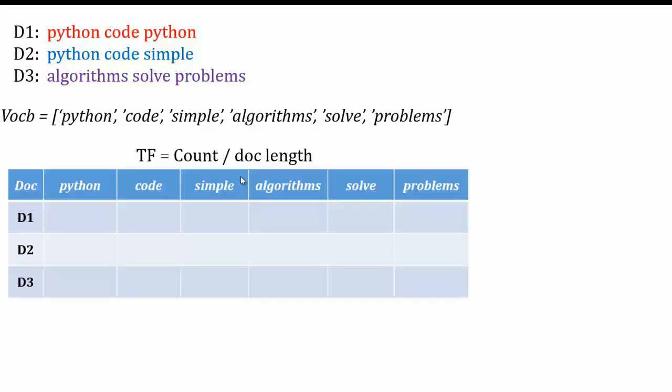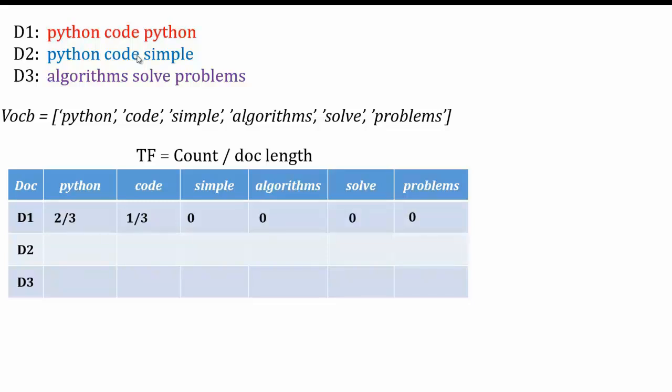So the TF value for Python is 2 divided by 3. Python appears 2 times, divided by document length 3. 1, 2, and 3, right? Same for code, 1 divided by 3. For document 1, simple is not there, so 0. Also for algorithm, also for solve, and also for problems.